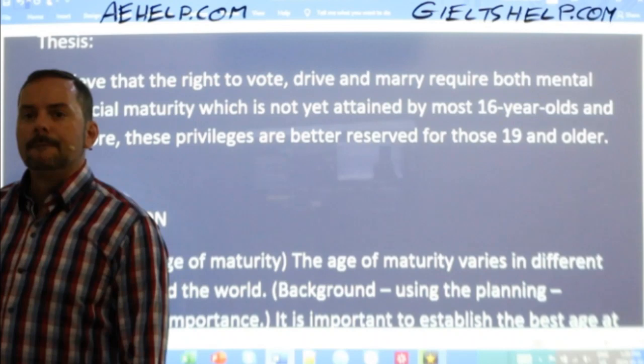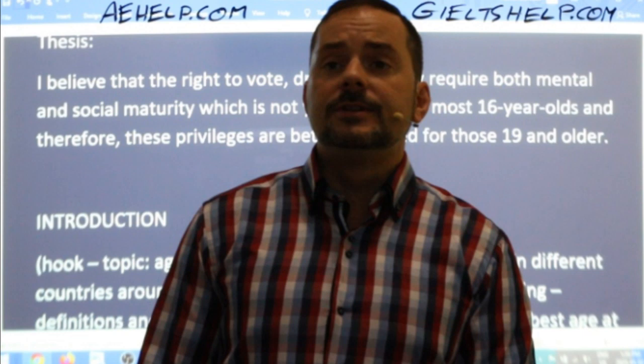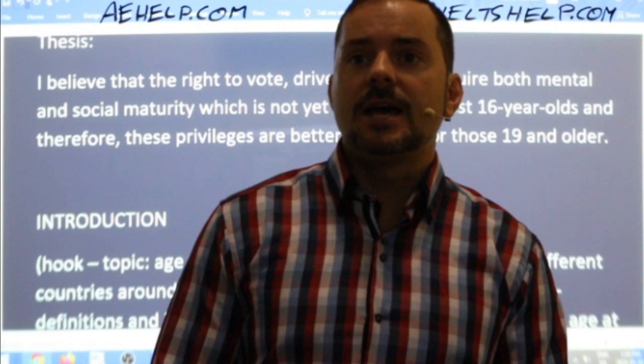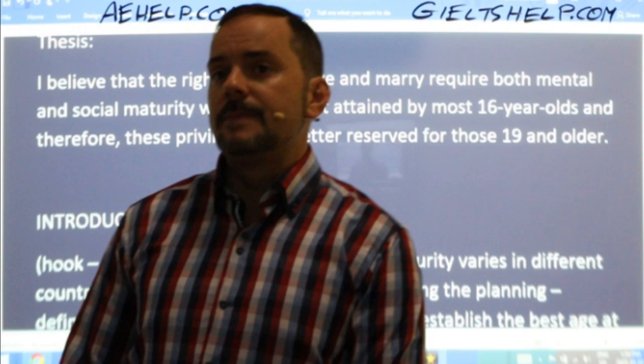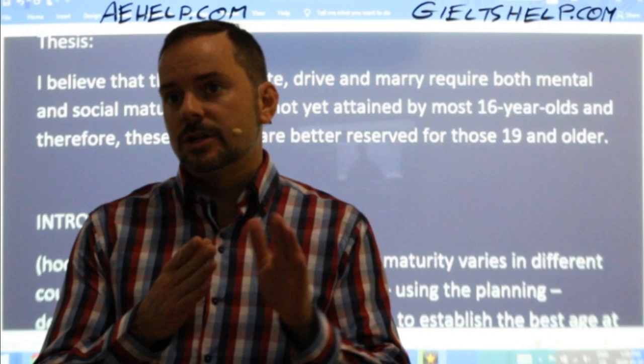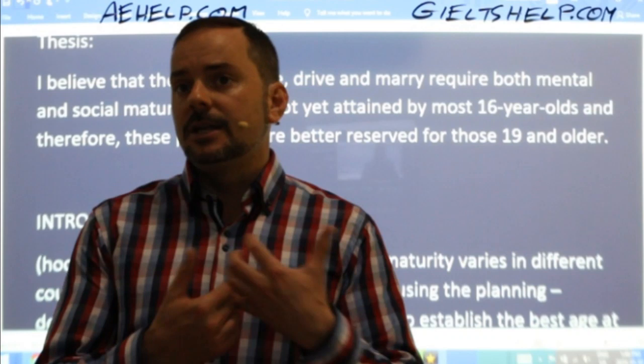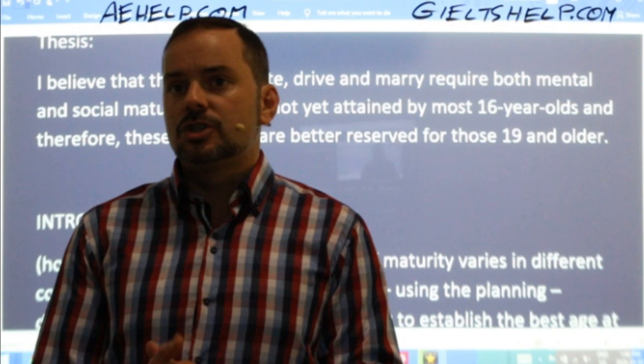Hemant says social activities like driving, voting, and marrying demand high responsibility, which require a level of maturity and understanding. So being too young can lead to irresponsible decisions. Hemant, I think that's the best background I've read so far. Okay, so Hemant's background very accurately targets the points of the question and explains the concept of responsibility and irresponsibility. So it's the most accurate background for this question so far.